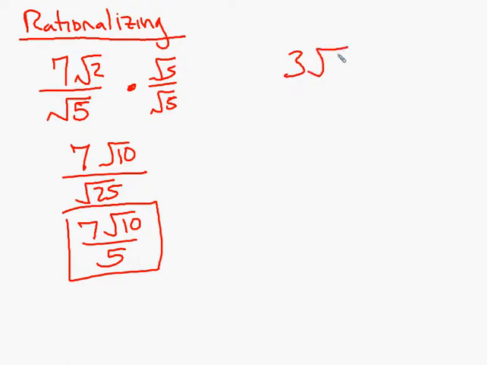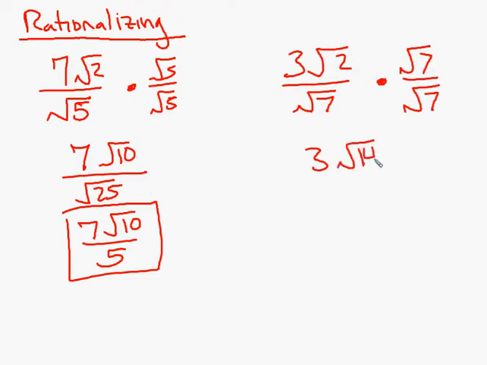Let's try this one. Do that one on your own. Okay, Kaylee, what do we multiply by? The square root of 7. And what do we get at the top? 3, the square root of 14. And at the denominator? 49. And the square root of 49 is? 7. Who got that correct?